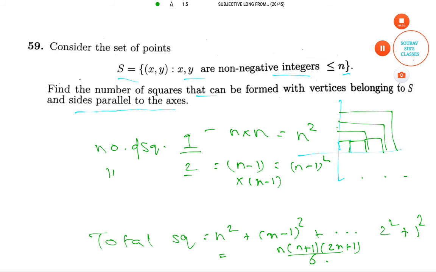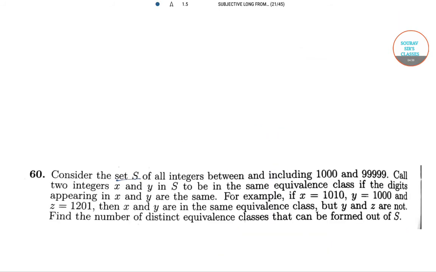In our next question, we have set S, that is the set of all integers between 1000 to 999. Now, the two integers x and y in S are said to be of the same equivalence class if the digits appearing in x and y are the same. For example, here x has digits 1 and 0 and y also has digits 1 and 0, so they are in the same equivalence class. But z has 0, 1 and 2, so z is not in the equivalence class with x or y. Here we have to find the number of distinct equivalence classes that can be formed out of S.